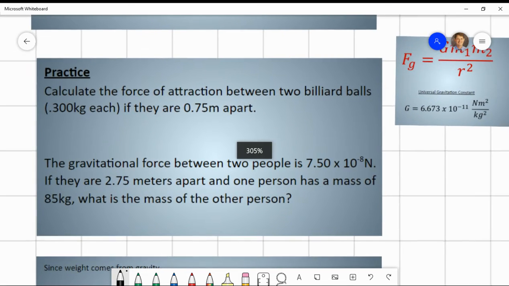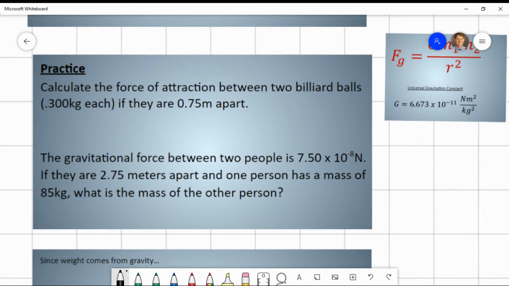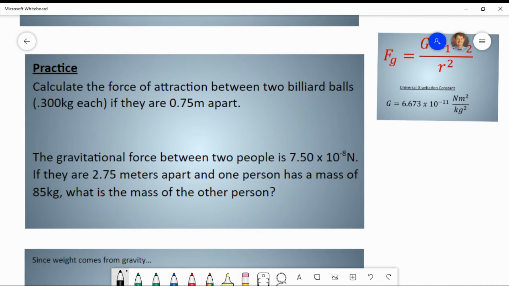Practice. All right, calculate the force of attraction between two billiard balls, and they are 0.3 kilograms each, and they are 0.75 meters apart. One thing I want you to keep in mind is that 0.75 meters apart is the distance between the center of mass of the billiard balls.